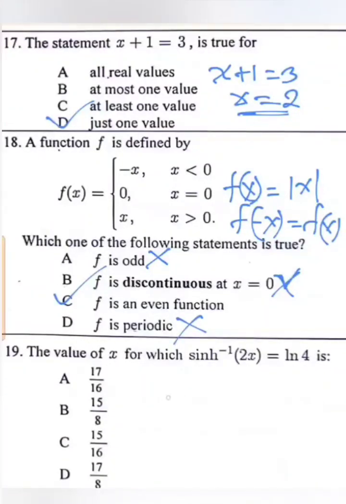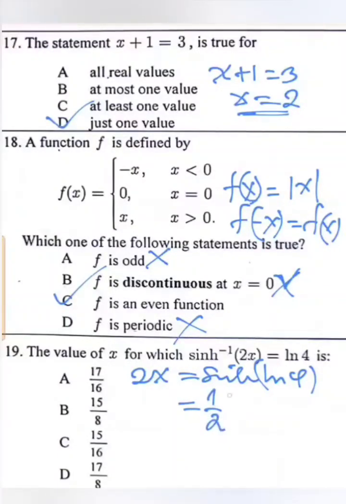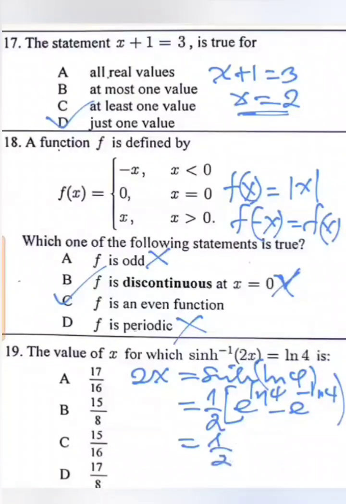In number 19, the value of x for which sine inverse of 2x equals ln 4 is, and we have these options. To get the value of x, we start by taking sine of both sides, and the sine of the left hand side will just give you 2x equals sine of ln 4, so that we get the definition of sine x, which is half into, so sine of ln 4 should be e to the ln 4 minus e to the negative ln 4, and that gives you half into e to the ln 4 is 4, while e to the negative ln 4 is 1/4.